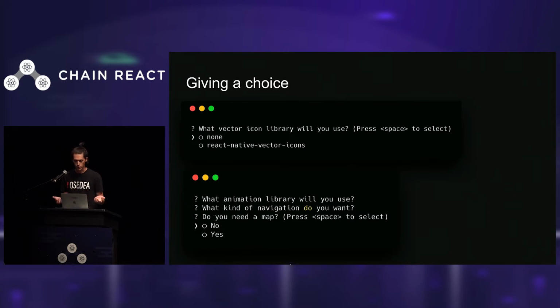When you create that new project, you could choose to have a vector icon library or not, or an animation library, or having JS navigation or native navigation, or the example I'm going to use mostly in this talk, you need a map in your application.